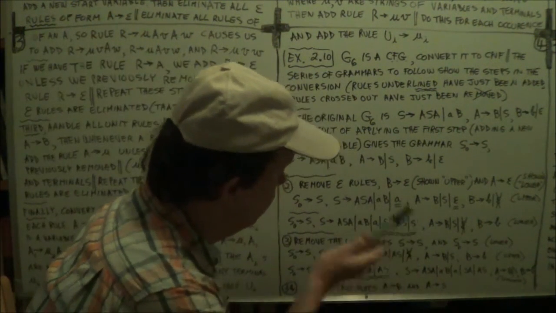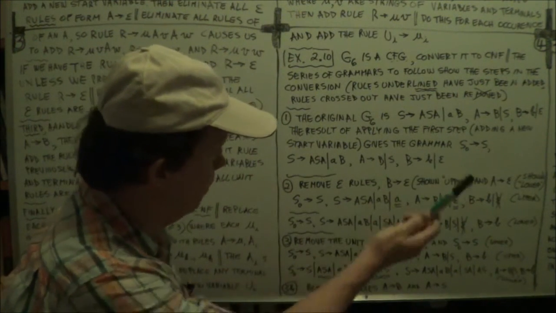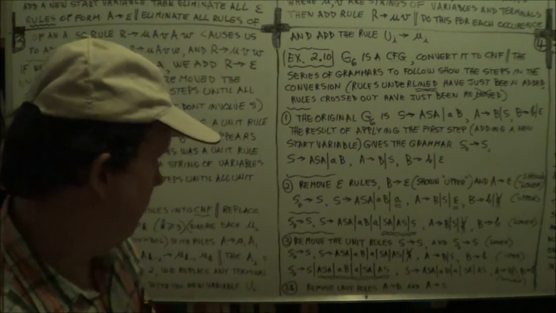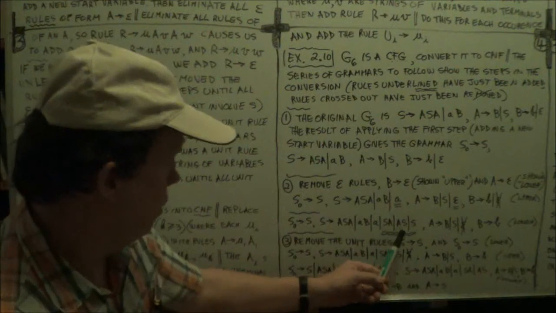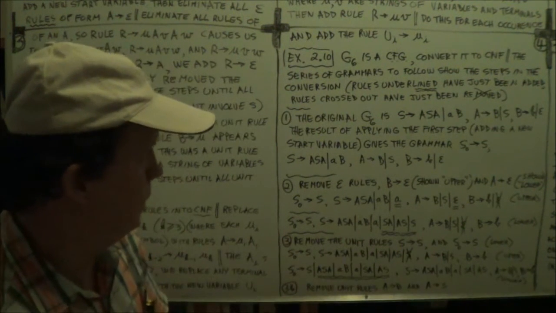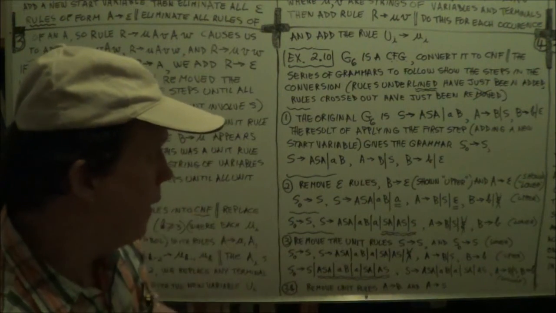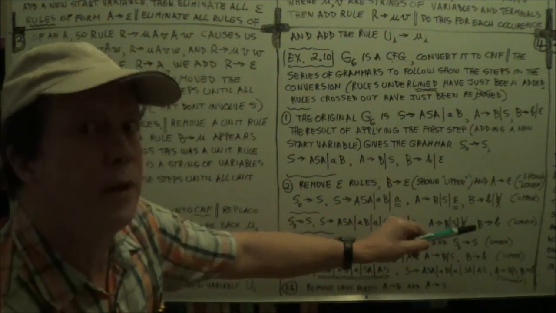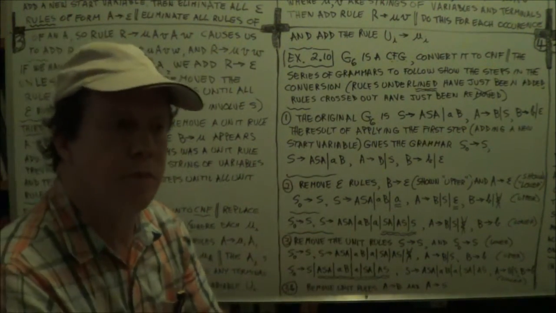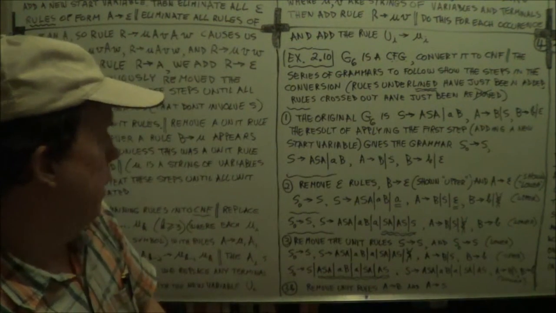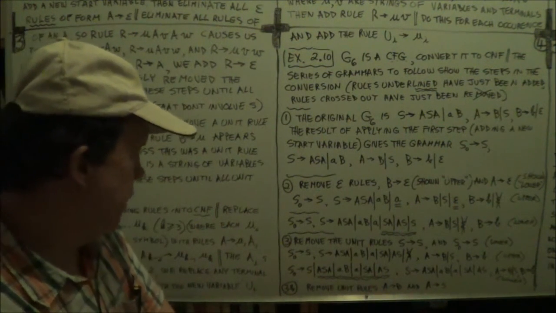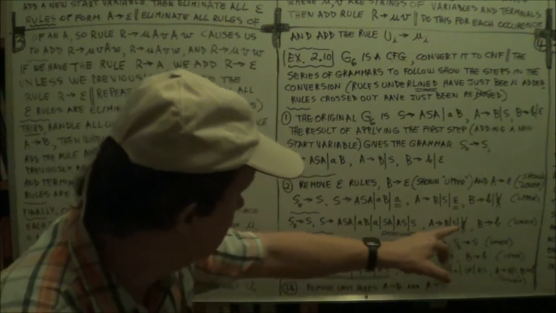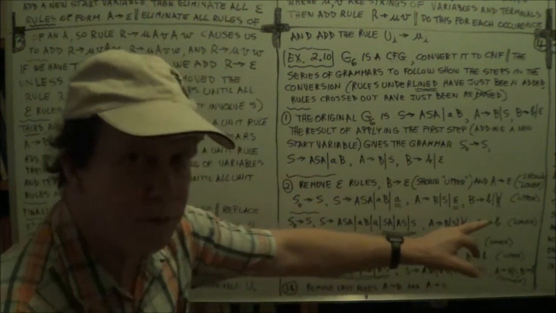So these three new rules, all with S, arrow something, get added. Okay? So let's see. We have now added three new rules and thrown out one. And that now is our current grammar, the grammar we've got so far. All right? Okay, now step three. We can't go any further because there aren't any more epsilons on the right-hand side. So that's it. We've finished step two.